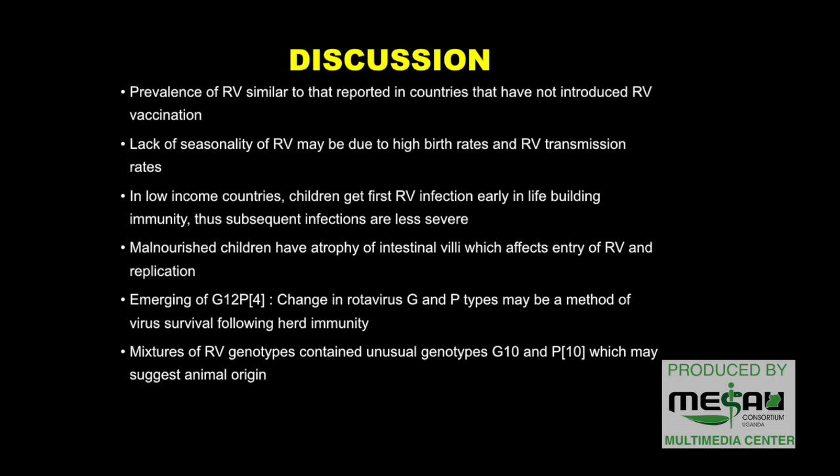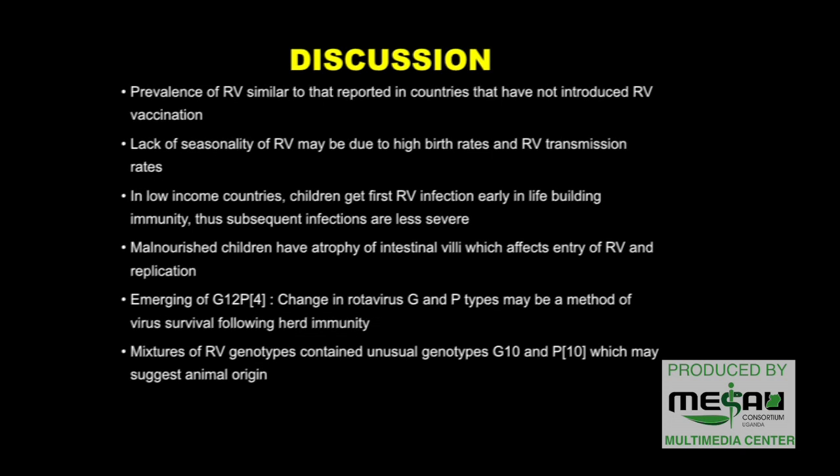Also, we noticed that most of our children were below 2 years old, and this has been explained by the fact that, as has been observed in low-income countries, most children get their rotavirus infection early in life, and then they build immunity. So since we're looking at hospitalized cases, you see that few children above 2 years had rotavirus infection.